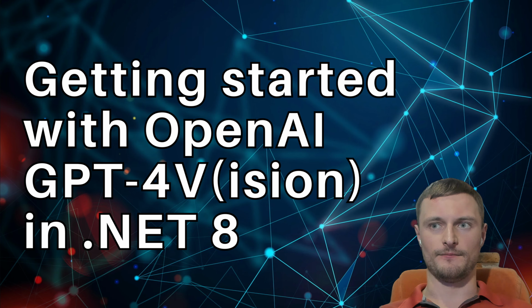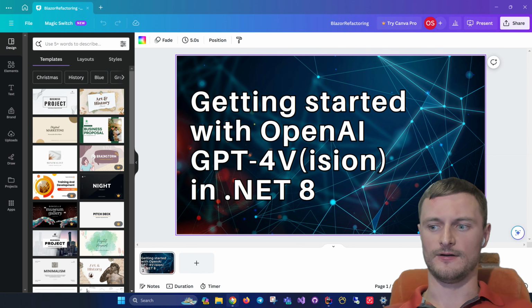Today we're going to talk about the new OpenAI model, which is named GPT-4V. V stands for Vision, and the possibility of interaction with it in .NET 8, so from the .NET developer perspective. So let's proceed and look at how it works exactly.